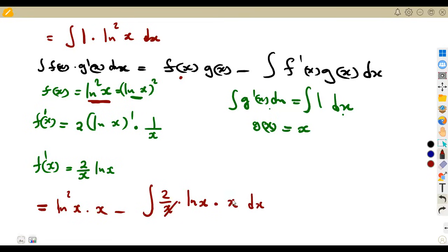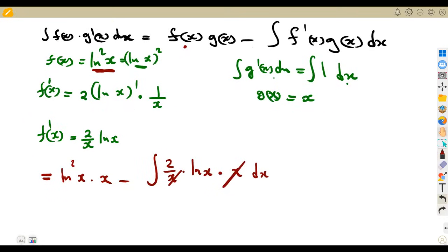So we are back again, this and this cancels, all right, x and x. So we are going to be left with x times ln squared x, which is x ln squared x, minus, we can take the 2 out of the integral, so it's going to be minus 2 the integral of ln x dx like this.